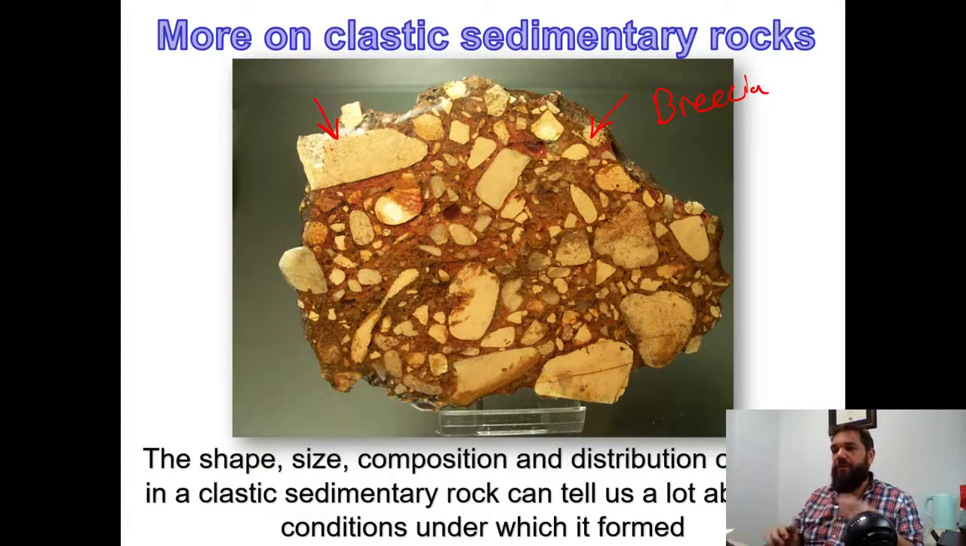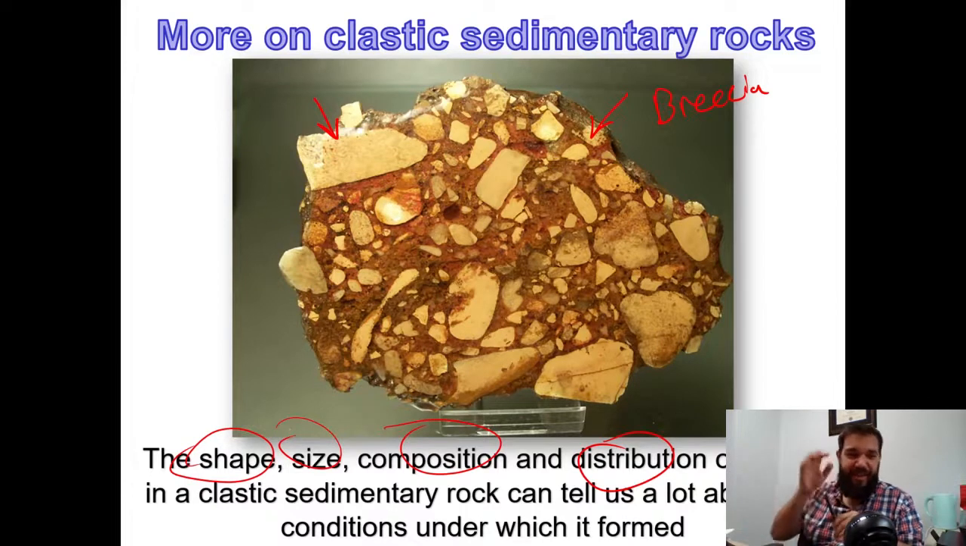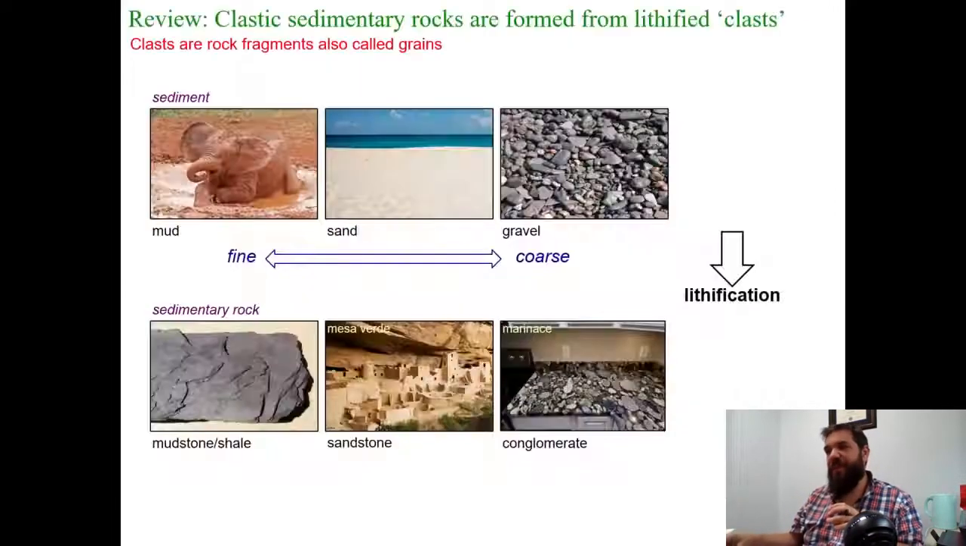So we're going to be focusing today on the shape, size, composition, and distribution of grain size in a clastic sedimentary rock, and what that can tell us about the conditions under which it forms. We can get so much information about the environment and how the sedimentary rock formed by looking very closely at the size and shape and distribution of different grains.